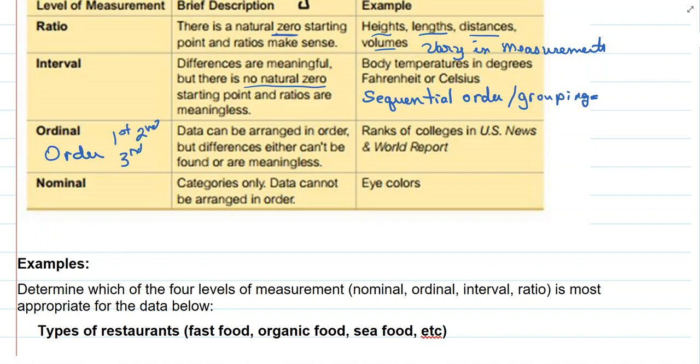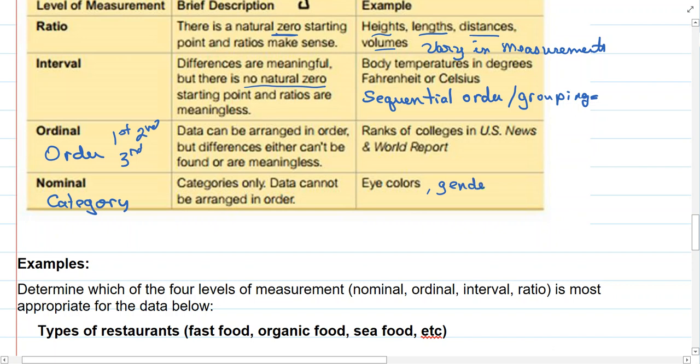Ordinal. Nominal, another one that's easy, and this is category. This doesn't mean that there's order of any kind. It doesn't mean there's fractions. It doesn't mean anything. It's a count, and they are by eye color, gender, vehicle types. Those kind of things are nominal.